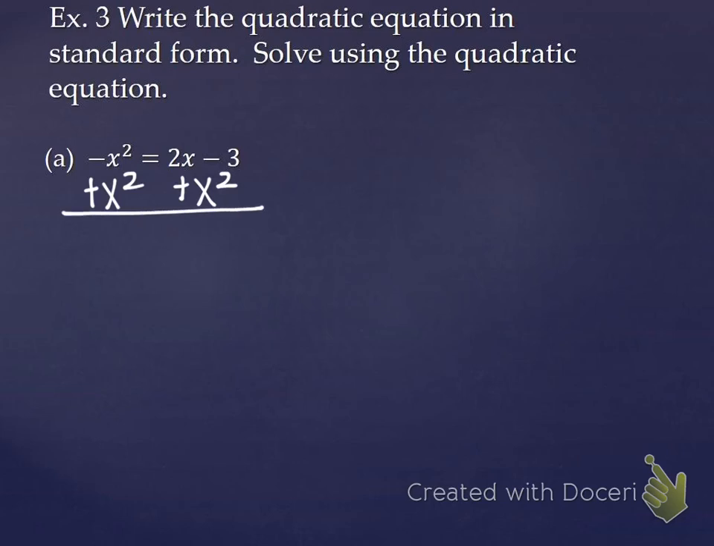What do I get on the left side of the problem? 0, because this cancels. And what does 0 equal? X squared plus 2x minus 3. Good. We got to put it in descending order. So 0 equals x squared plus 2x minus 3.